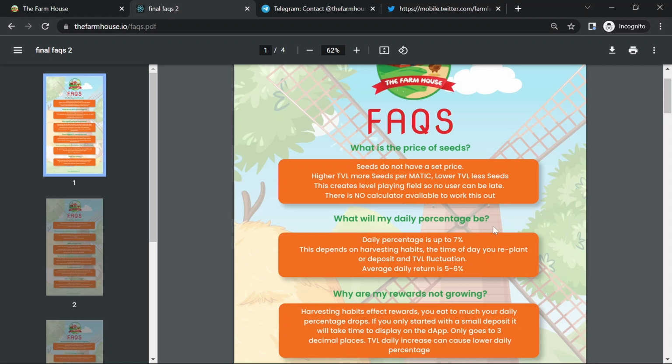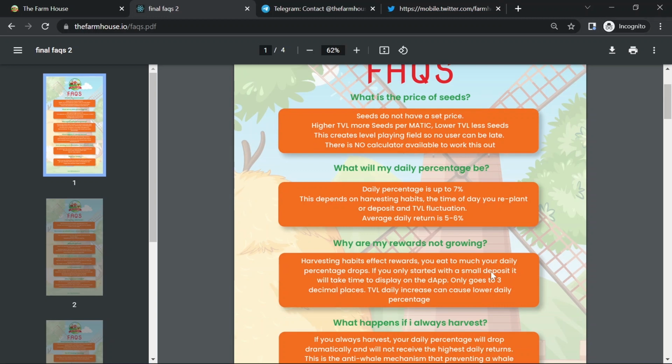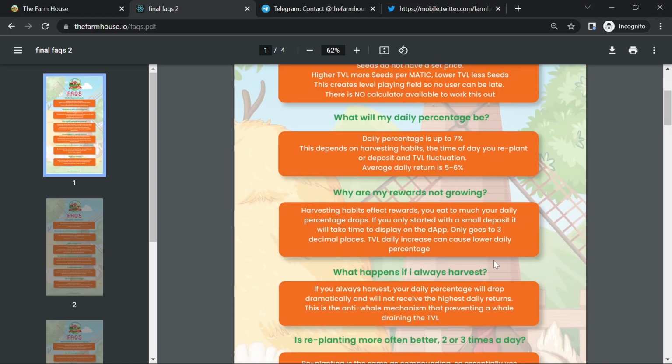What will my daily percentage be? Daily percentage is up to 7%. This depends on harvesting habits, the time of day you replant or deposit, and TVL fluctuation. Average daily return is 5 to 6%. Why are my rewards not growing? Harvesting habits affect rewards. You eat too much, your daily percentage drops. If you only started with a small deposit, it will take time to display on the dApp. It only goes to 3 decimal places. TVL daily increase can cause lower daily percentage.